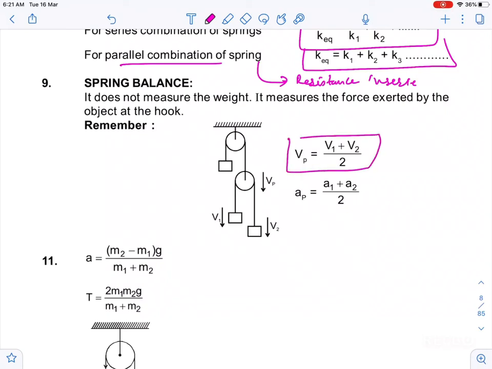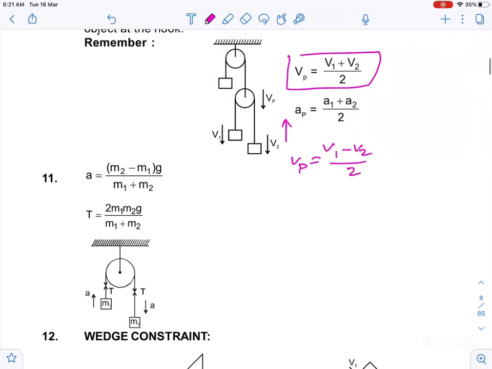Simply, they can ask what is the velocity of the pulley. The velocity of the pulley is nothing but the average of these two velocities. I have taken this velocity downward, so vp is equal to (v1 plus v2) by 2. But suppose, guys, this velocity is upward, then you can write (v1 minus v2) by 2, because I have taken the downward direction as positive. So you should keep in mind the velocity of the pulley and the acceleration of the pulley.